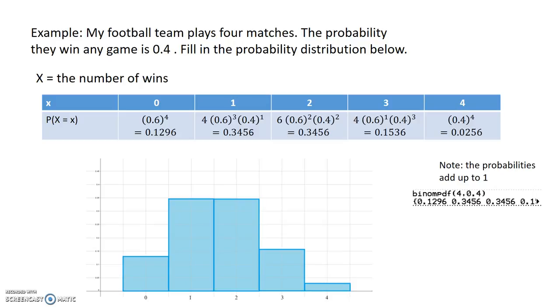You can also do it if you're not familiar with this formula. You can use your calculator. You can use the binomial PDF function. That will give you the values that you're looking for there. I have another video that explains this formula in a bit more detail. I'll put a link below. Basically, it's the number of times something can happen, the probability of success to the power of number of successes, and the probability of failure to the power of number of failures.